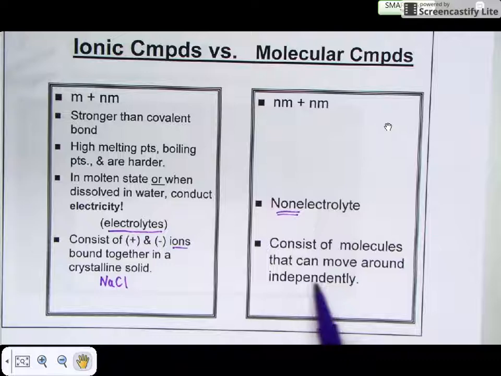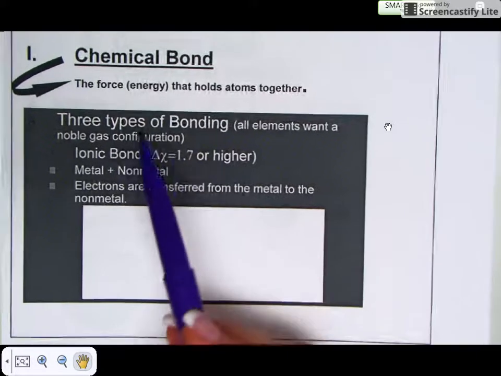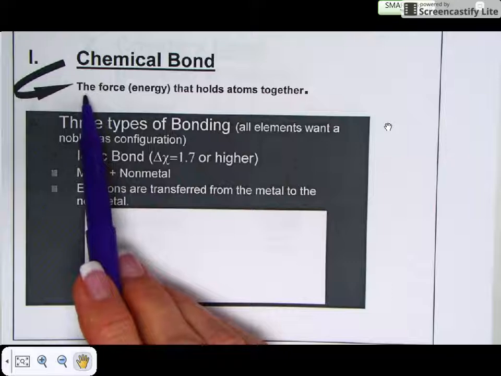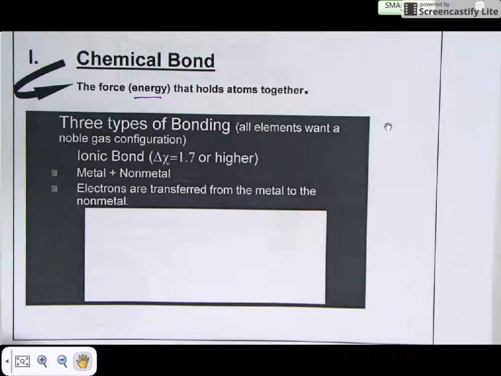So since there's no ions present, there's no conductivity there. And I will show y'all an animation in class of this. So I said we were going to learn about chemical bonds. A chemical bond is the force or the energy that holds atoms together.